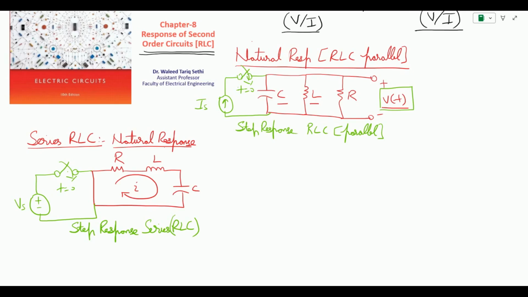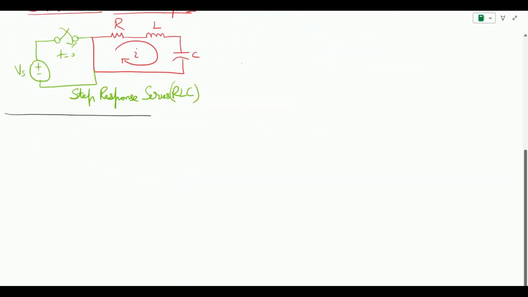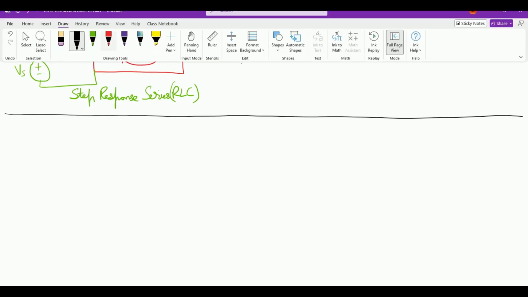So these are the four categories of the natural and the step response for the two configurations, parallel and series, that we are going to discuss. So let us first start our discussion by finding the expression for the natural response of the circuit, and we begin our analysis by looking into the natural response of a parallel RLC circuit.